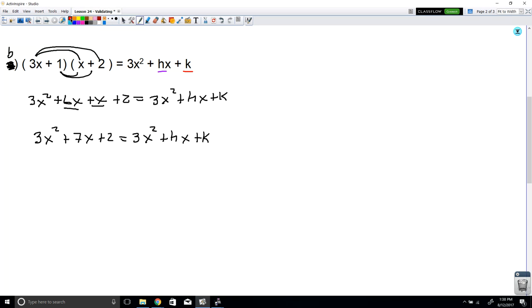Now here on the left side, we have a 7x, but on the right side, we have an h of x. So right now we can see that h is equal to 7. On the left side, we have a plus 2, but on the right side, we have a plus k. So it's clear that k should be equal to 2. So to answer this question, for the left side to be identical to the right side, that only happens when h is equal to 7 and k is equal to 2.